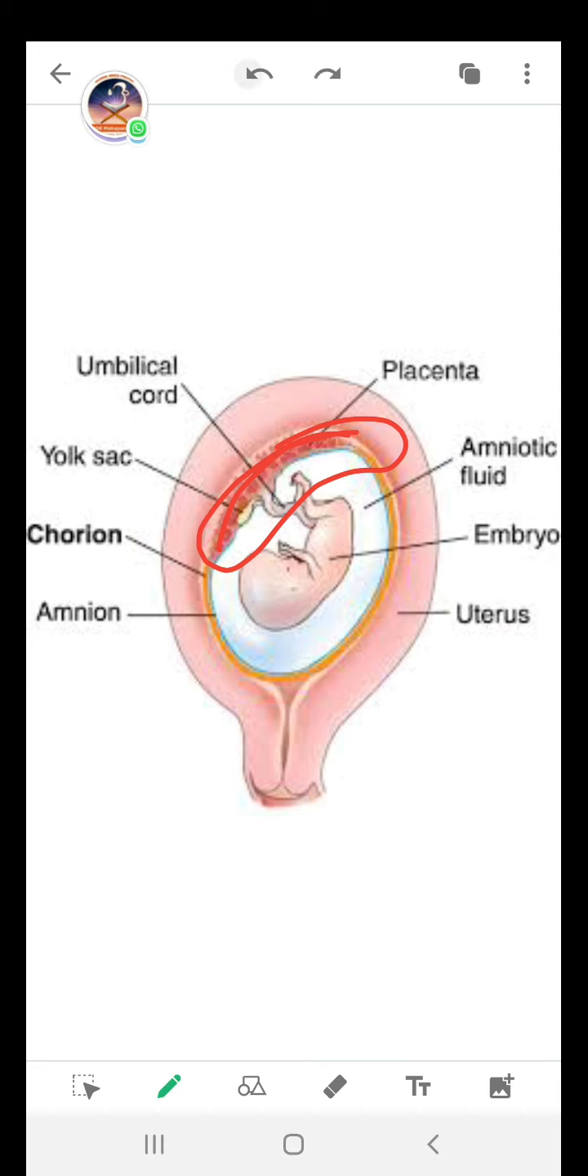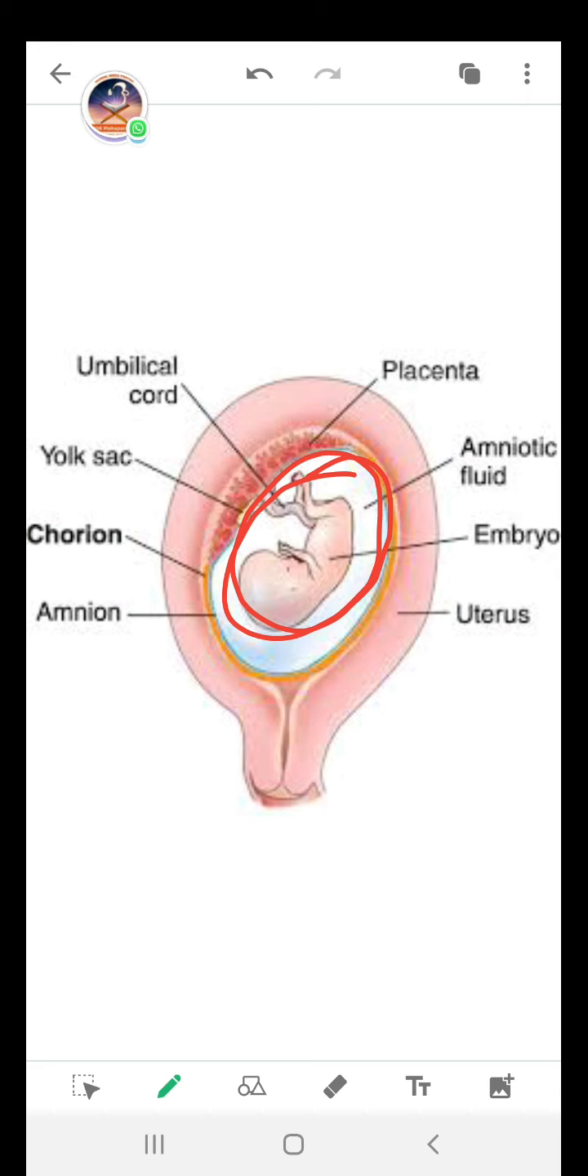So, the time period from fertilization up to the birth of the baby is called the gestation period. During this gestation period, the fetus grows inside the uterus of the mother to become a baby.